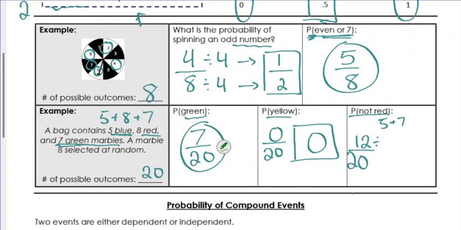But I see that 12 is divisible by 4. 20 is divisible by 4. So that would give me a final answer of 3 over 5. You divide the top by one number, the bottom by that same number, and that simplifies the fraction.